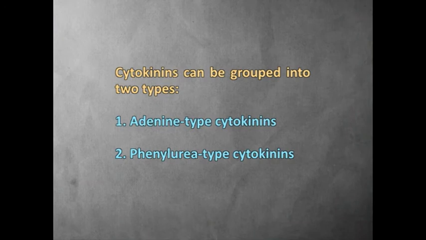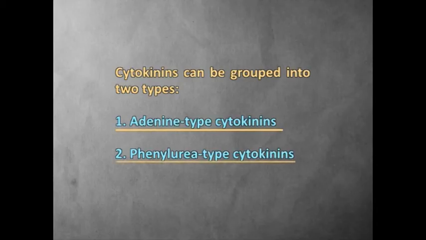There are more than 100 synthetic and native cytokinins, and the structural requirements for compounds with cytokinin activity generally include an adenine molecule with an intact purine ring and with an N6 substituent, except in some like diphenylurea and its derivatives, where a modified purine ring is present. Thus, cytokinins can be grouped into two types: adenine type cytokinins and phenylurea type cytokinins. First, let us see what adenine type cytokinins are.